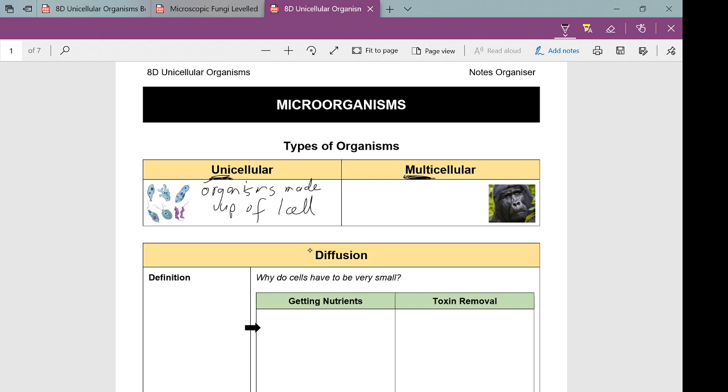And multicellular, what I would say is organisms made up of many cells. So examples would be like us. We are multicellular organisms.